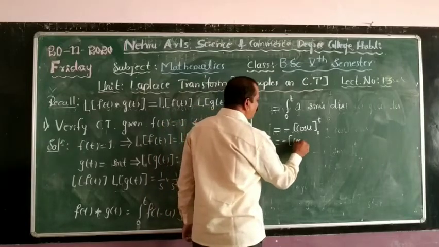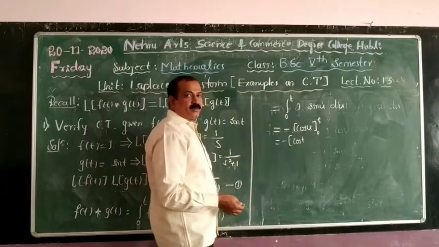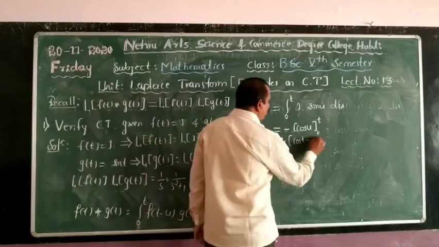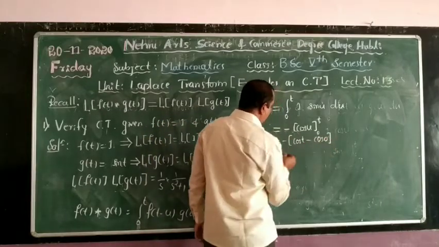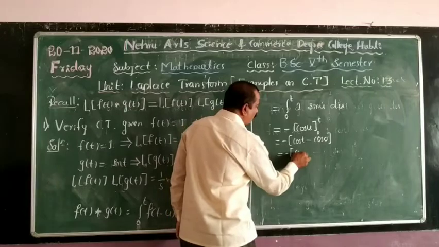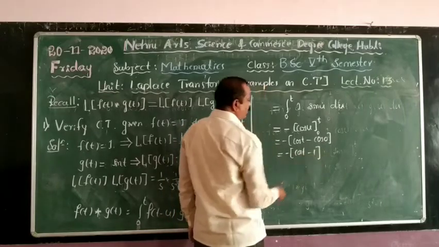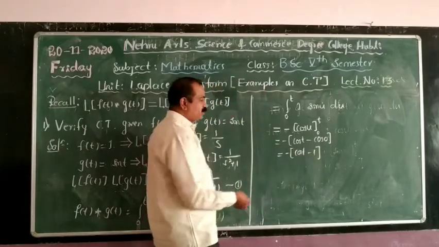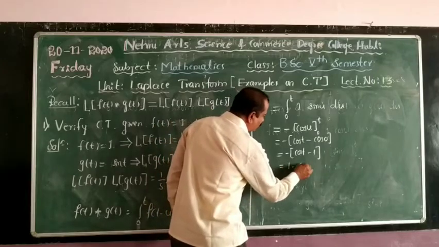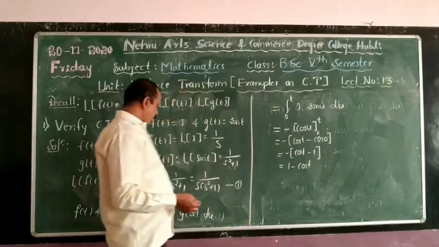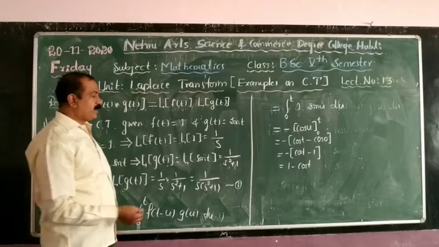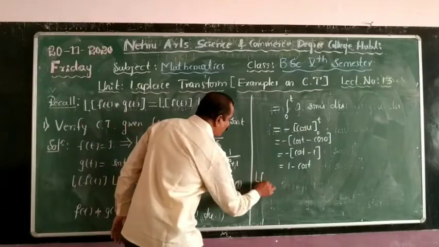Put the upper limit u as t, it is cos t, minus into bracket cos t minus cos 0, which is 1. So this is minus of cos t minus 1, or multiplying the minus into the bracket, we get 1 minus cos t. Minus cos t plus 1 is 1 minus cos t. It is f of t star g of t.